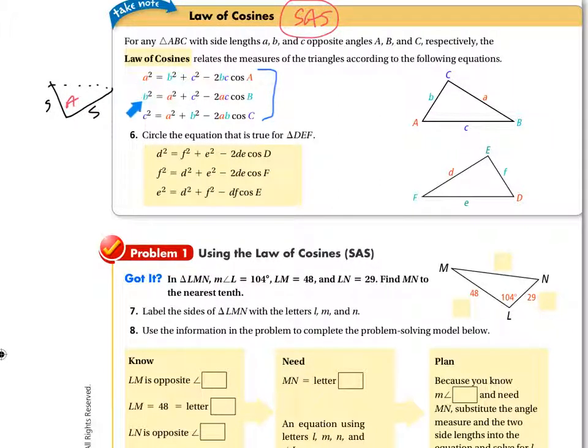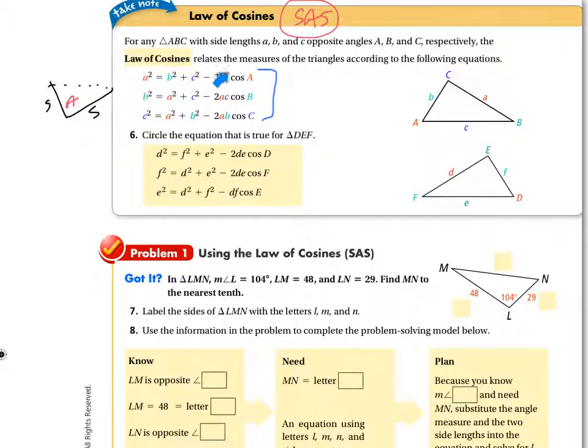So whatever side you're trying to find is over here. So whatever side you're missing is over here. And then the other two sides are being added together as squares. And then you subtract from that, whatever these two sides are here, that's what gets multiplied by 2. And then the cosine of the angle across from the side you're trying to find is here.